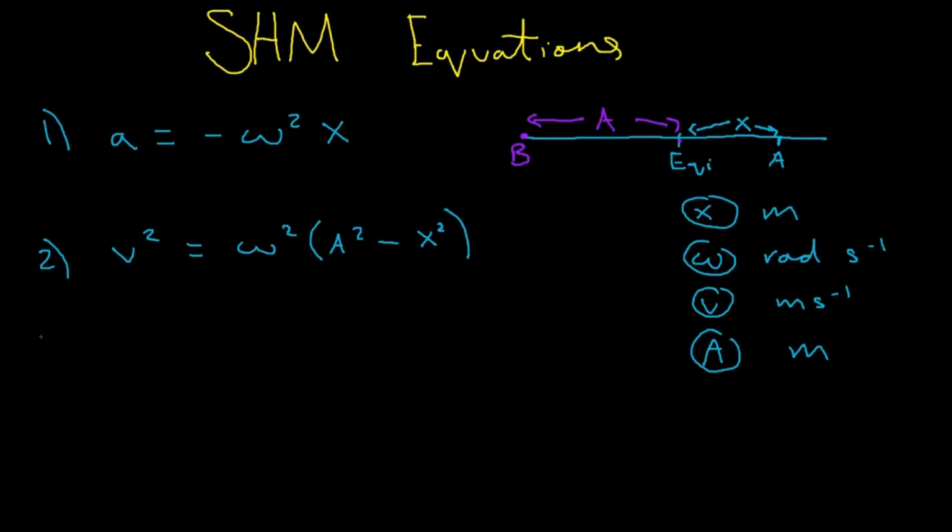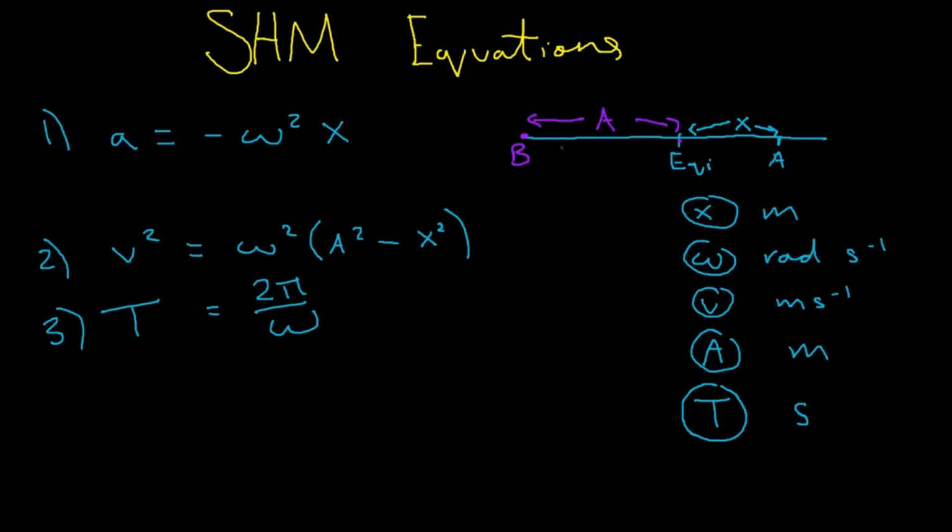So now I'll move on to the third equation, which is T is equal to 2 pi over omega. T, as you may know from circular motion, is the periodic time. It's measured in seconds. So you can say seconds per oscillation. So how long it takes to make one oscillation.